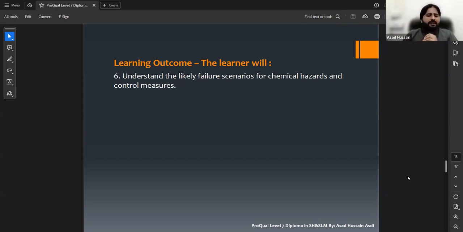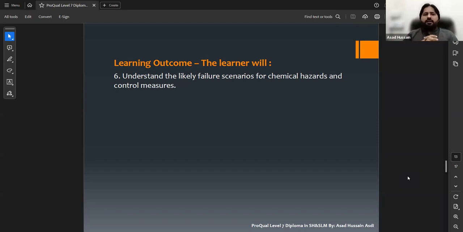So we started firstly from digital technologies and AR and AI usage with regard to risk assessment. And after that, in different learning outcomes, we have discussed biohazards, ecology, ergonomics, and in the last one, biological hazards or biological outbreaks. So now in this learning outcome, we are discussing the chemical hazards.